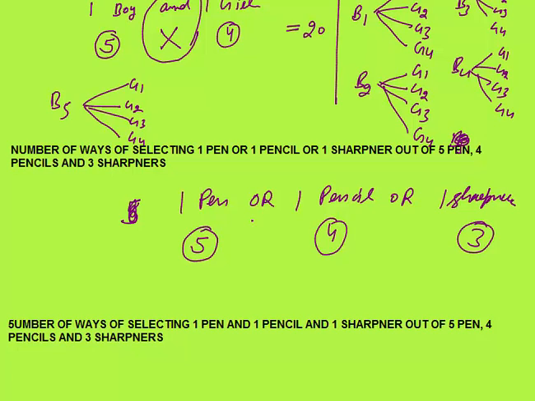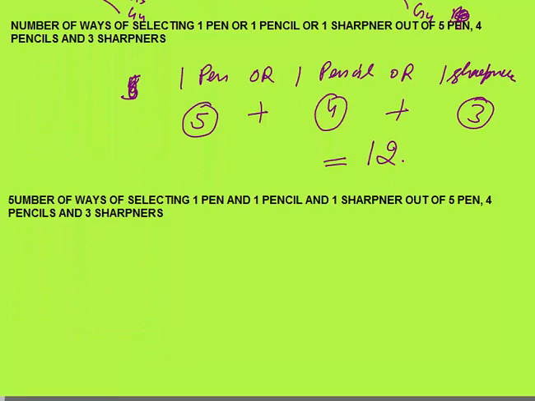So whenever there is an or, I told you that we need to add. So answer is 12. 12 ways we can select one pen or one pencil or one sharpener out of 5 pens, 4 pencils and 3 sharpeners. Let's understand the and concept once more.